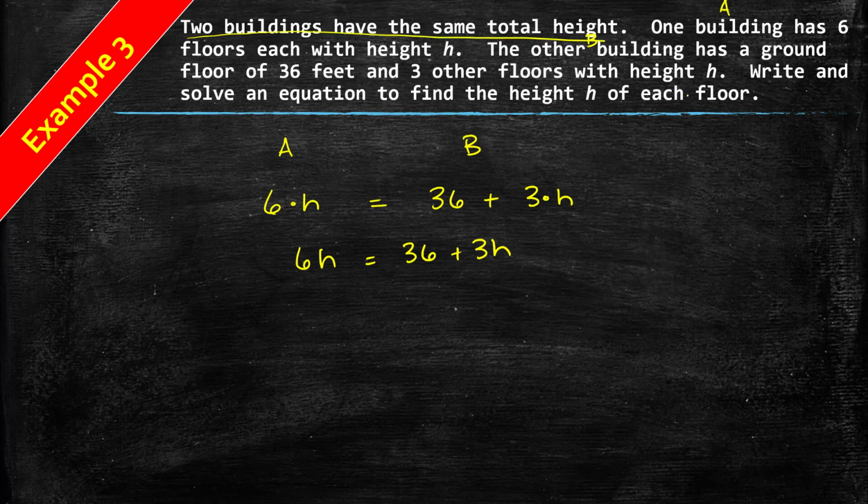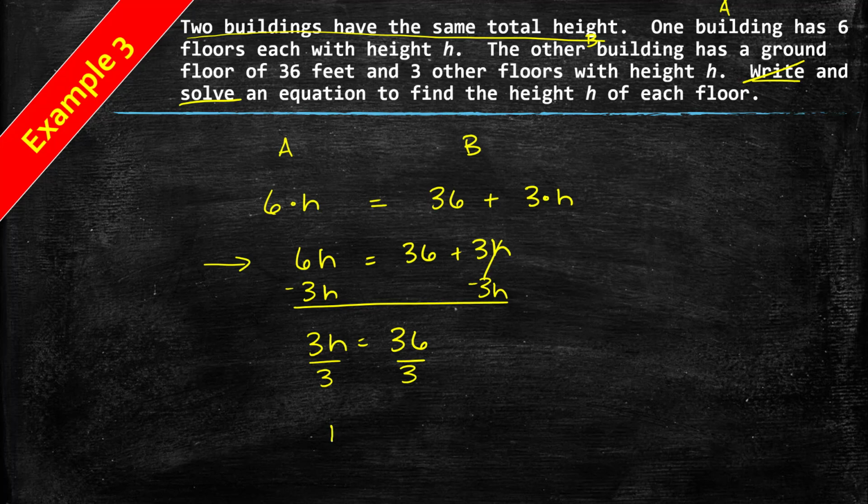So we have to write and solve an equation to find the height h of each floor. Here's our equation right here. We wrote the equation. We're good. Now we need to solve it. So we go through our steps to solve. Subtract 3h from both sides, which will give us 3h equals 36. Then we're going to divide both sides by 3, which will give us a height of 12.